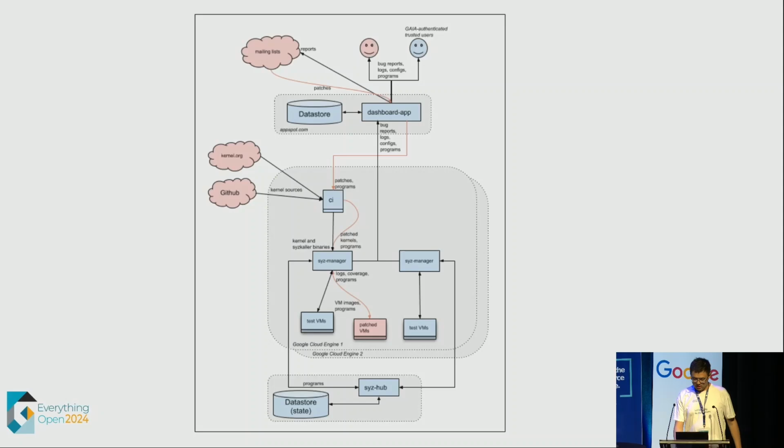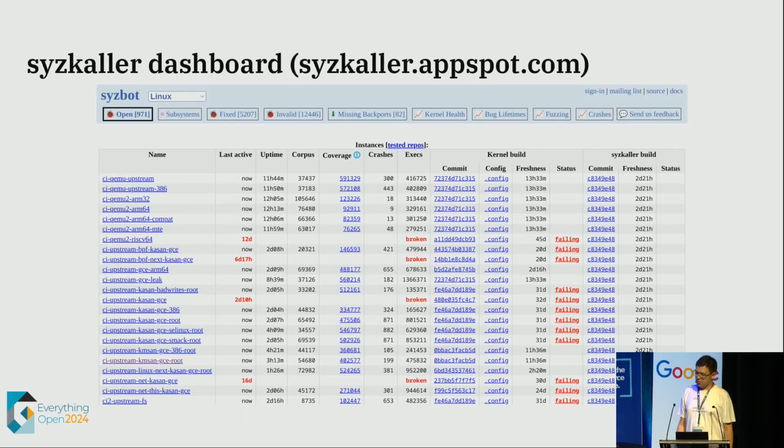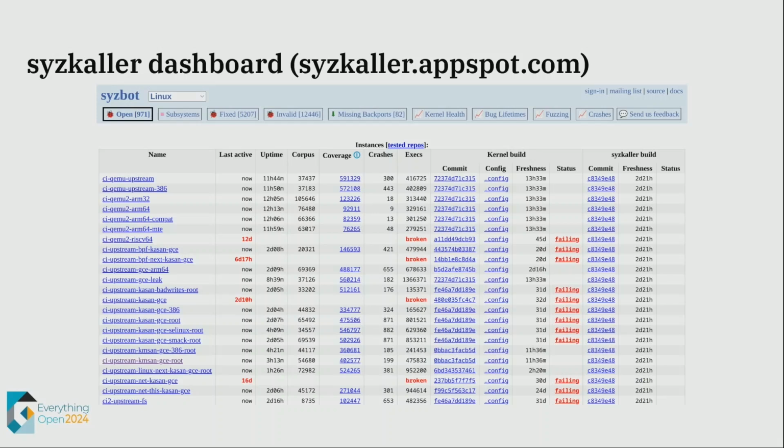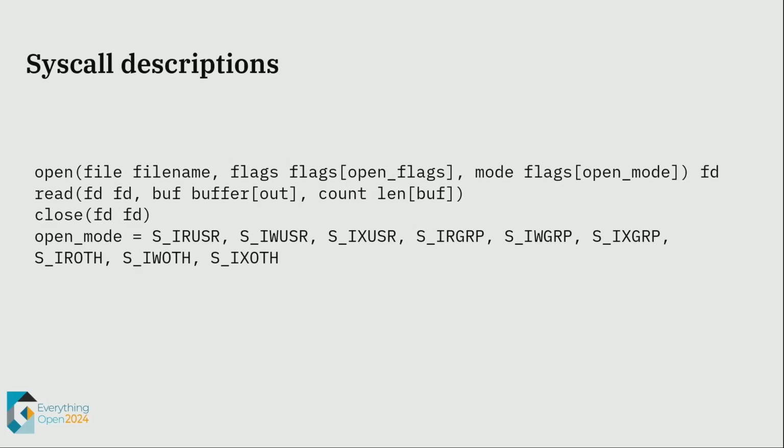The dashboard is a Google App Engine application, which I'll talk about in a moment. So this is the public syzkaller dashboard of Google's instances that they run in their cloud. You can see it at syzkaller.appspot.com. This generates all the emails you see on the mailing list with syzkaller bug reports. It's got a ton of features. It's extremely cool. But I'm not going to go too much into detail right now.